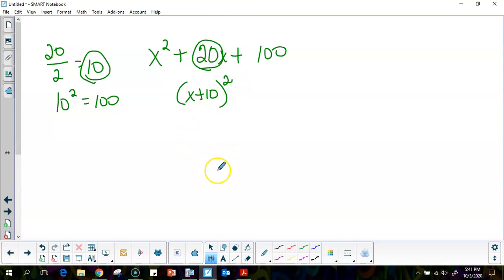So that was just kind of an introduction. I wanted to show you these are perfect square trinomials. And what we're going to be doing is called completing the square, which is what I just did with the 100. But I want to take it just a little bit slower. So I want to go over to the notes.